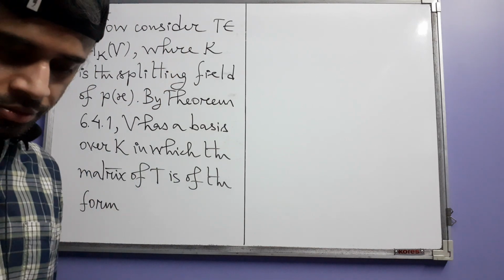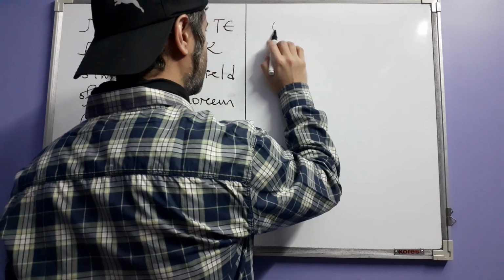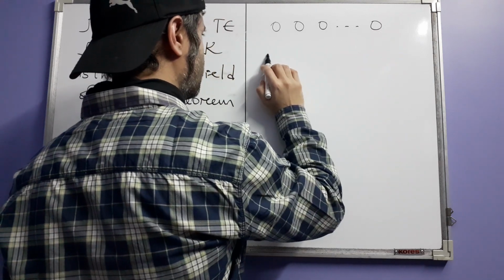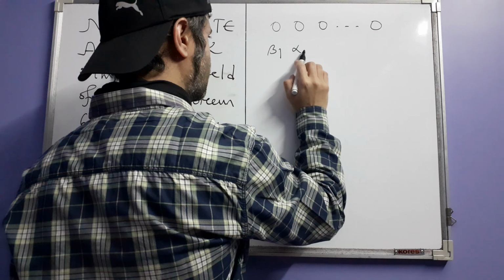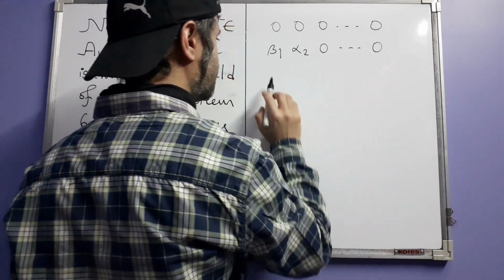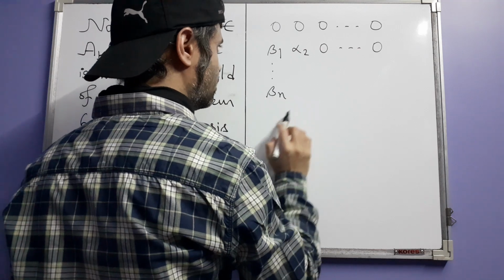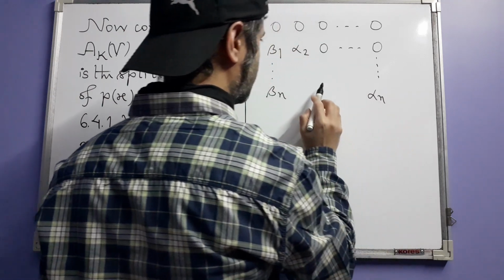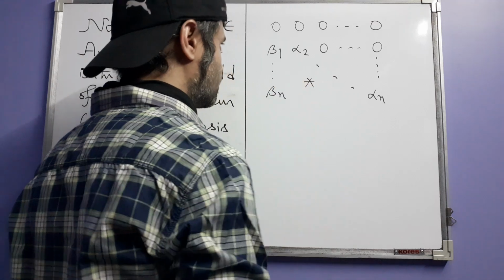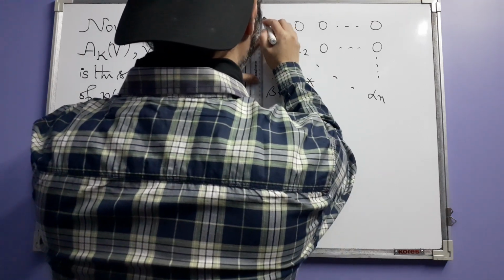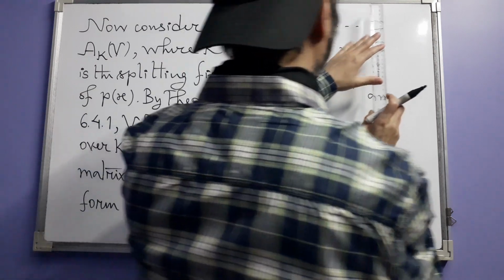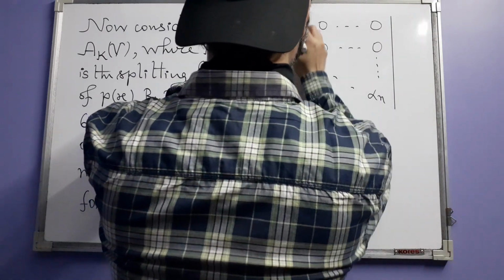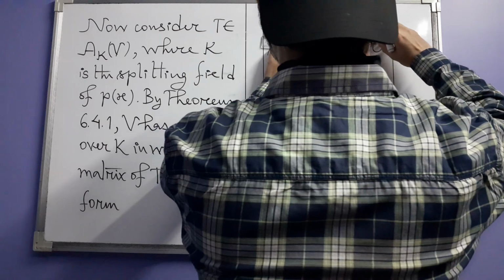So this is how we can have the matrix 0, 0, 0, 0, beta 1, alpha 2, beta n, and then alpha n, and the matrix has also been divided into blocks for our convenience, so that we can clearly see what's going on and we can use the blocks to say something.